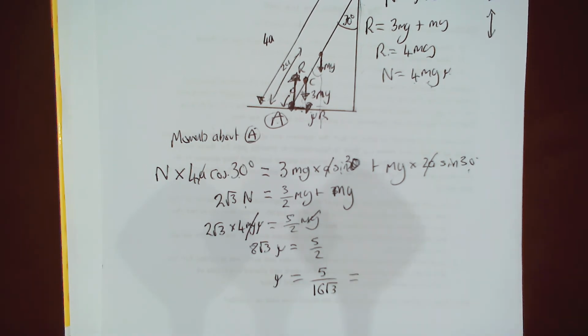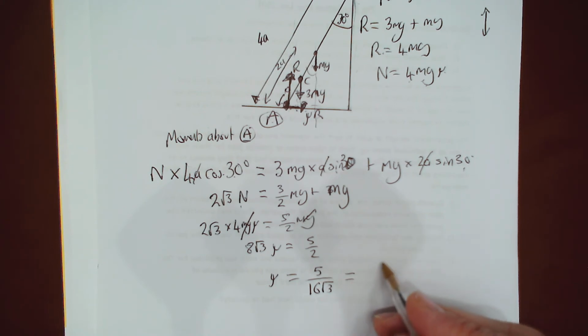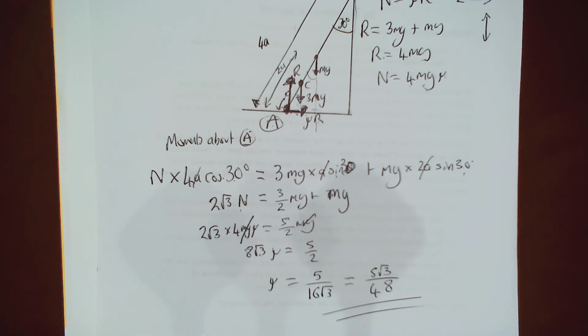If I multiply top and bottom, you don't need to do this in mechanics as much, people aren't too bothered about the root 3 in the bottom when we're doing mechanics. But if you're a pure mathematician, you like to do this. Multiply top and bottom by root 3. You get 5 root 3 over 48. And that is your final answer. And there you go.